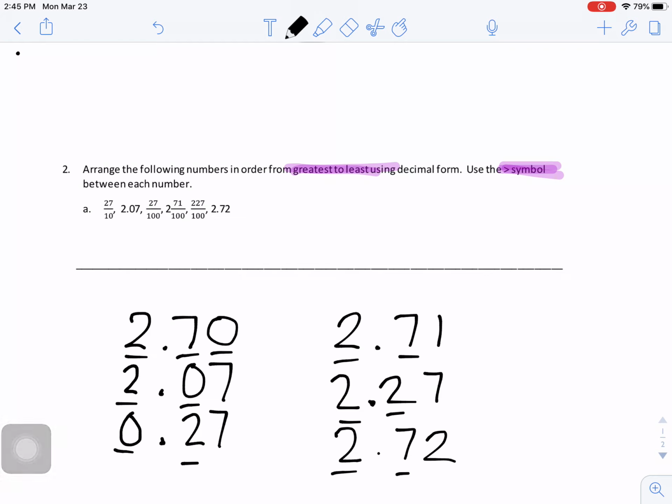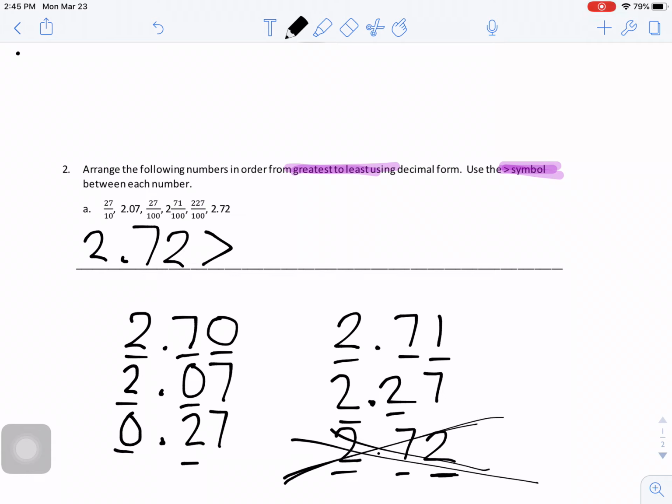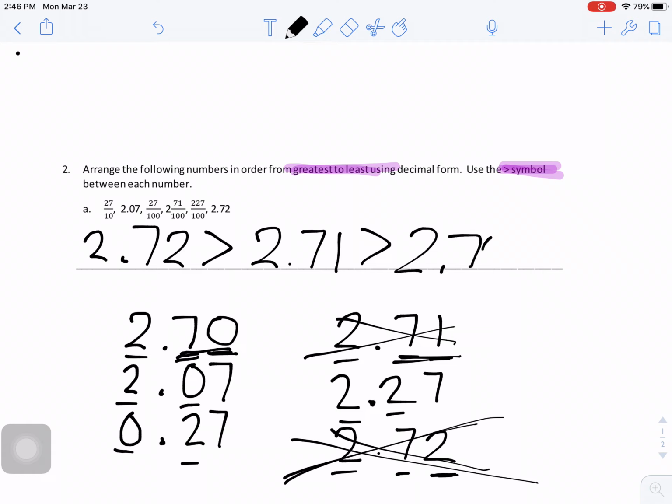It has a 0. Oh, that's not one of them. A 1 and a 2. I know that 2 is the greatest out of 0, 1, and 2, so I'm going to put that here. 2 and 72/100ths is greater than, what's the next biggest? We said that this has 70, or 7 and a 0. This has 71. I know 71 is bigger, so I will put that next. And then we'll come to 2 and 70/100ths.